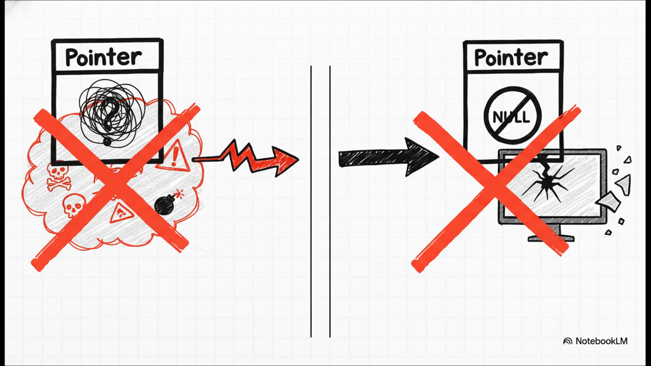Now, with great power comes a couple of classic ways to shoot yourself in the foot. First, never ever use a pointer that you haven't initialized. An uninitialized pointer is basically pointing to some random garbage spot in memory, and trying to use it is asking for trouble. Second, never try to access the value of a null pointer. Null literally means this points to nothing. So if you try to get a value from it, your program is going to crash, guaranteed.